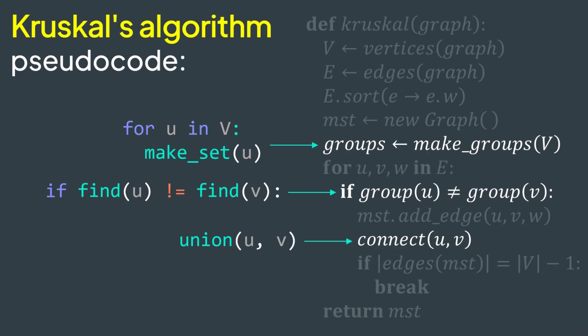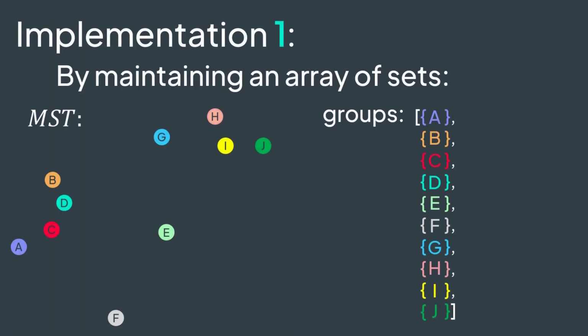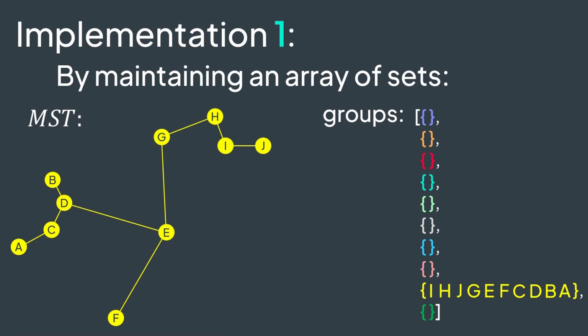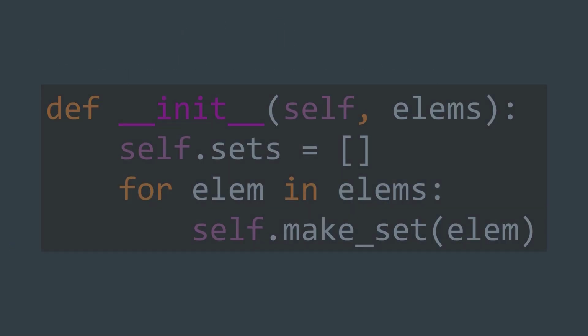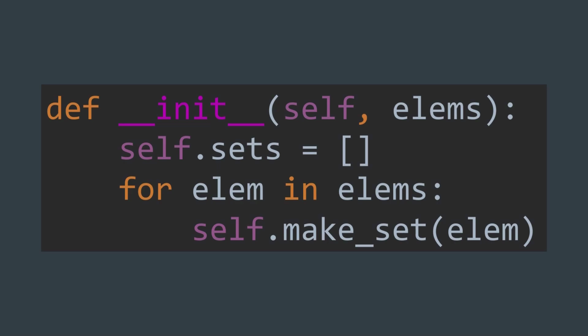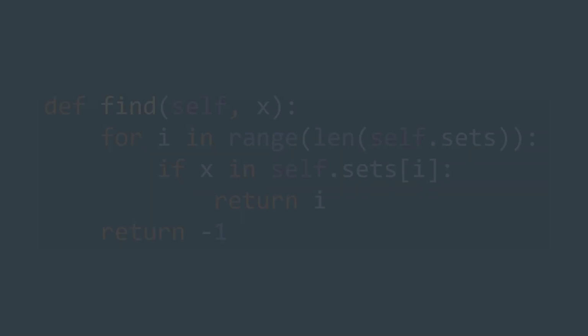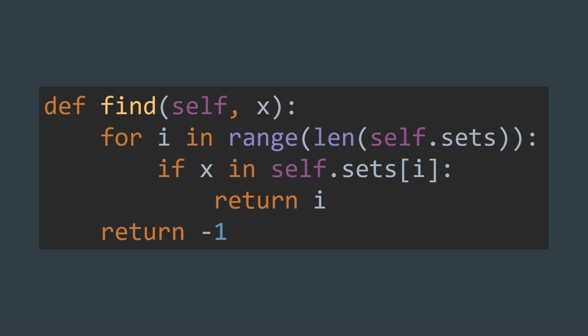A first straightforward but not efficient solution that we may think of is to simply maintain an array of sets. For adding a set for an element, we just append a new set that contains that element. For initialization with an array of elements, we simply make a set for each element. Initially, each element has its own set. For finding the set an element belongs to, we just traverse the array of sets while checking if the element is in the actual set. We return the index of the one where the condition is true.